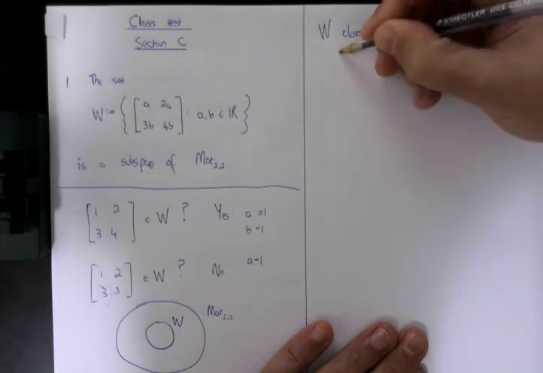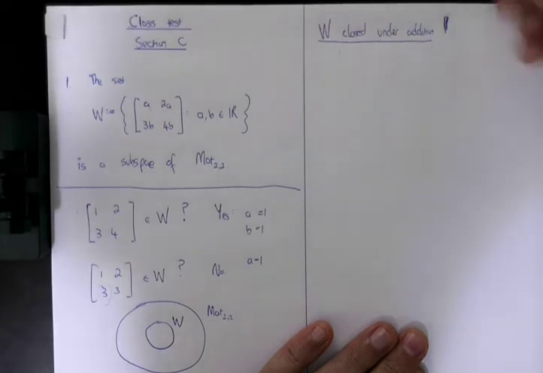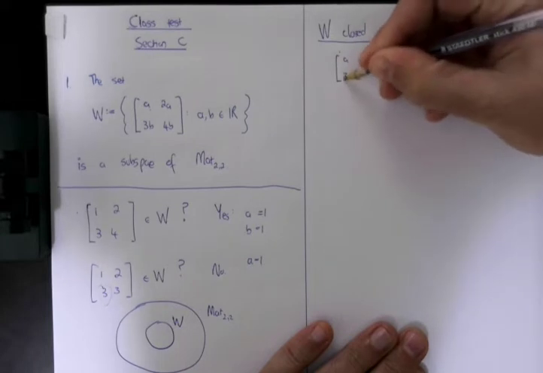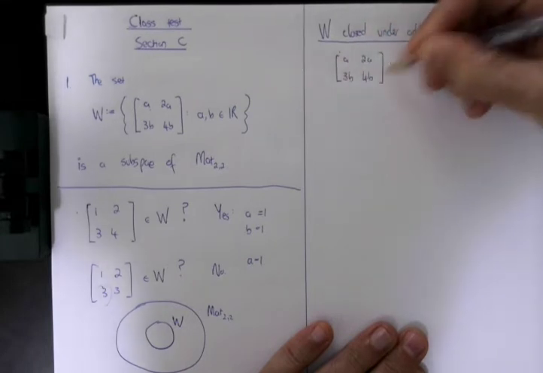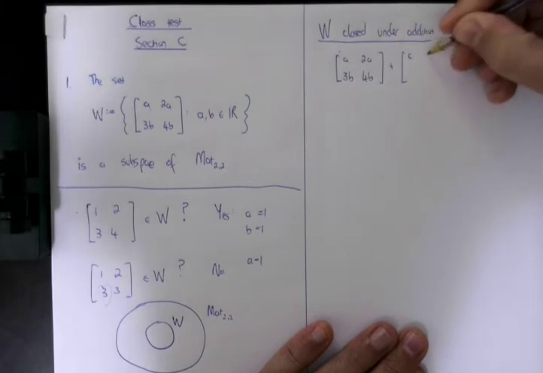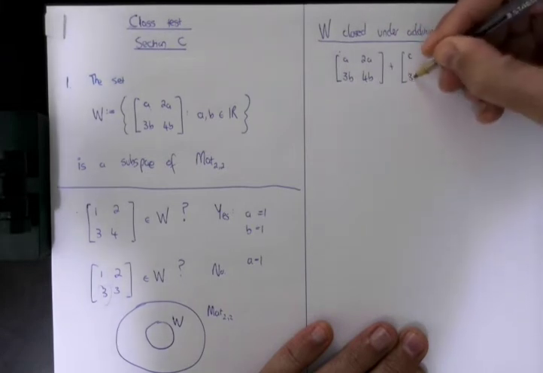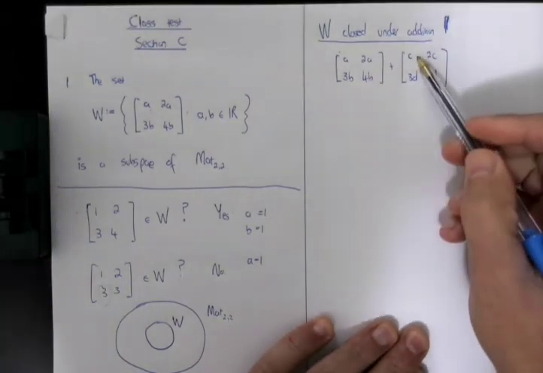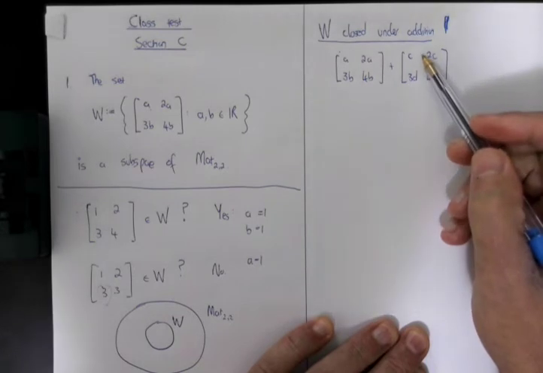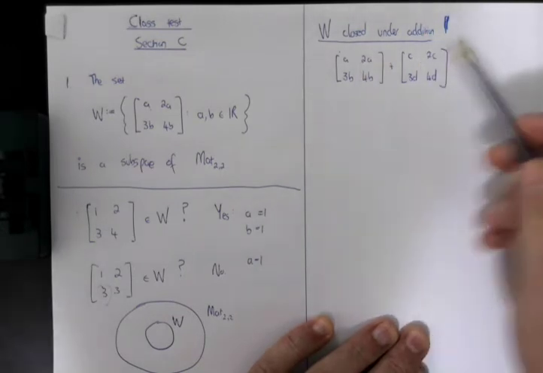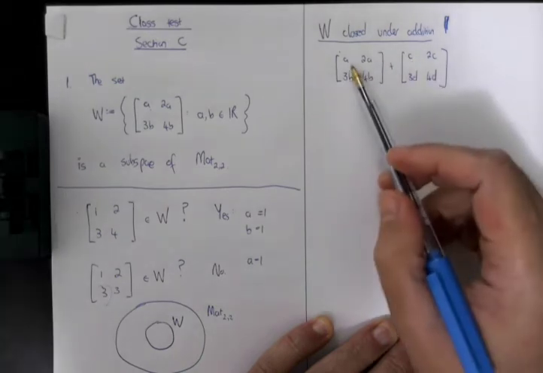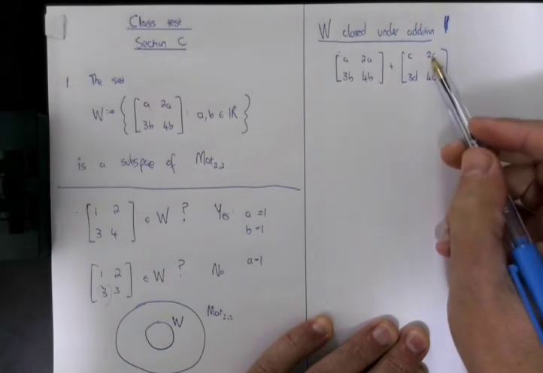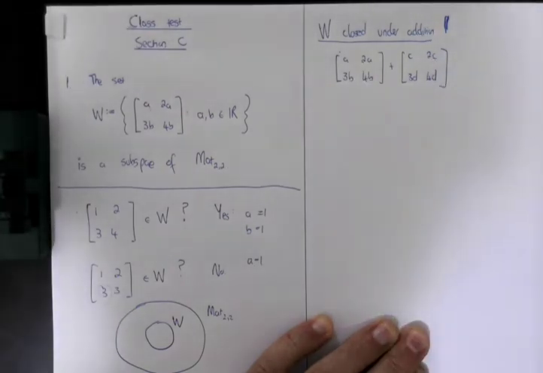Okay, so let me remove the question mark. So you just take two elements that are in W, like this one, and add them together. Note that in my second element, I'm using two different parameters, C and D. Some of you used A and B for the second matrix as well. That doesn't make sense, because then I'm adding the same matrix to itself. I need to be able to consider two arbitrary elements of W, right? So the parameters in the second matrix are different to the parameters in the first matrix, but they still have this form.